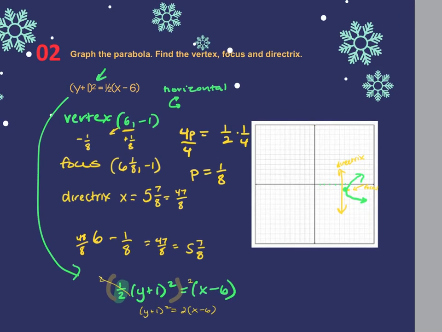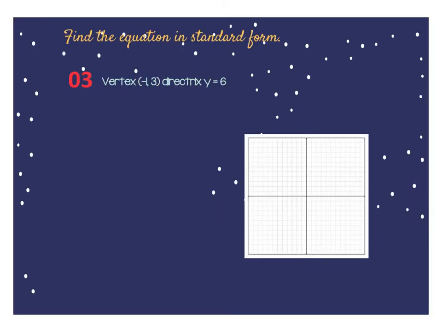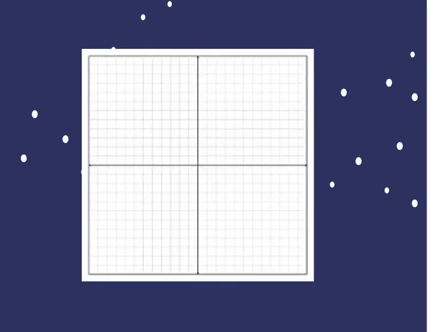Okay, just like parabolas. Oh, wait, just kidding. I forgot. We've got to do the equation, right? So now we're working backwards. We've got information about a parabola, and we need to put it into standard form. So the first thing I want to do is figure out, what does this parabola look like? If the vertex is -1, 3, I'm going to move left 1 and up 3. And that's my vertex.